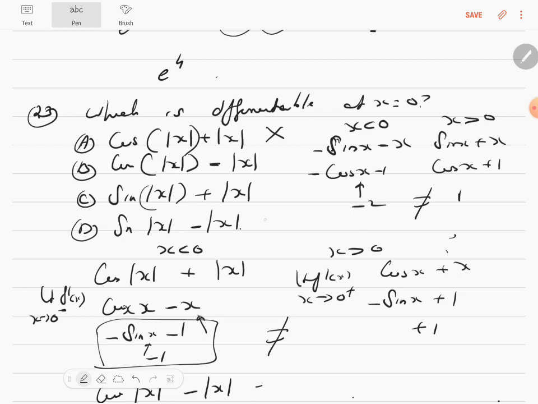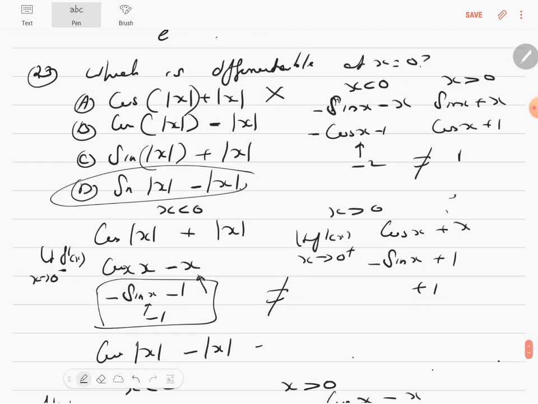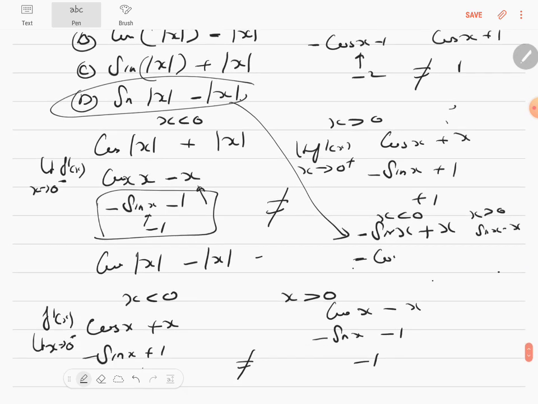Let's try the last one, this is the fourth one. I'm trying to do it here because I need the question. So if x is less than 0, it will be minus sin x, and it will be plus x. And this is for x less than 0. For x greater than 0, it will be sin x minus x, and differentiating you get minus cos x plus 1, and differentiate this you get cos x minus 1, and when you substitute x as 0, you get minus 1 plus 1, so the answer will be 0, and cos 0 is also 1 minus 1, the answer is 0. Therefore this is the only case, and so the option number D is the right answer according to me.